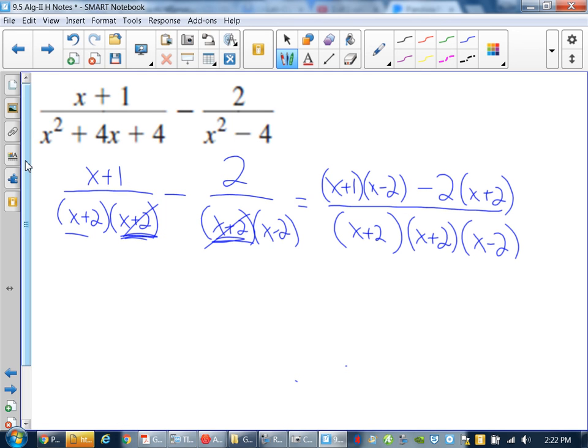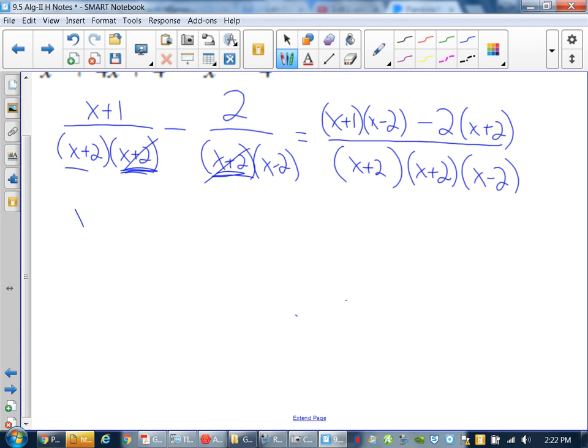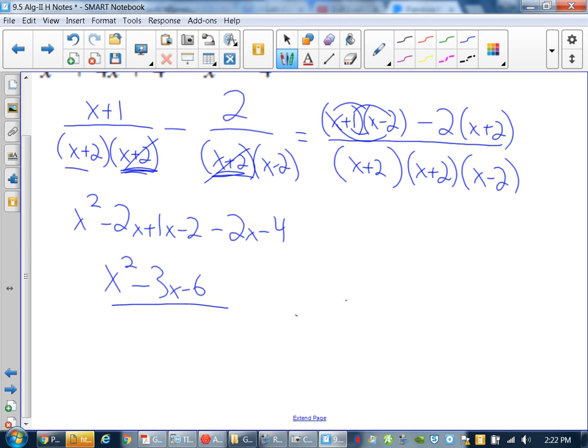So FOIL out the numerator. You get x squared minus 2x plus 1x minus 2 minus 2x minus 4. And what I would do here is I would simplify. Why do you have a minus 2? I'm FOILing. Oh, yeah. And what I would do here is combine these. Since I know my denominator is not going to change, just simplify it first. I'm going to get x squared minus 4x plus 1, so it'll be minus 3x minus 6 over.